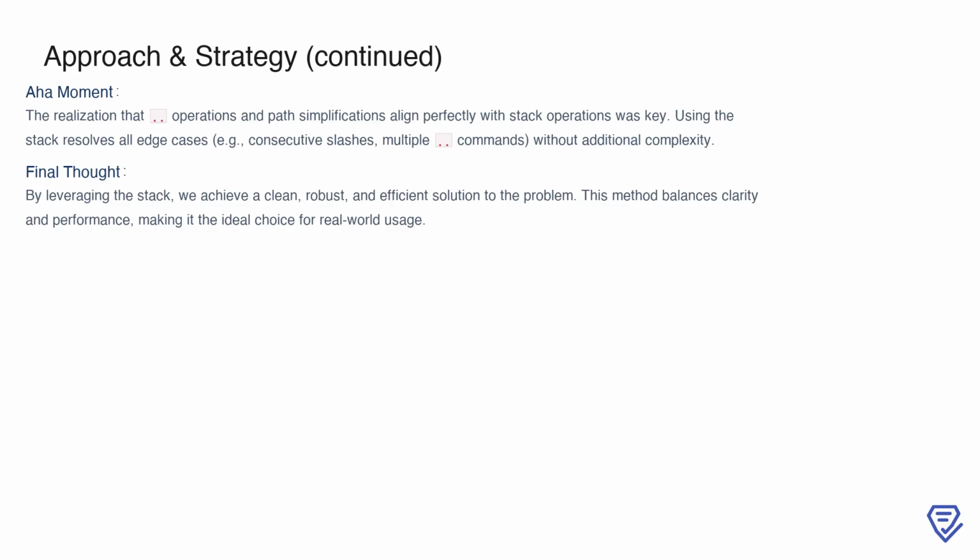The key insight here was recognizing how well the stack structure aligns with the requirements of the problem. Each double-dot operation naturally translates to popping the last directory from the stack, while valid directories can simply be pushed onto it. This eliminates the need for intricate handling of edge cases like consecutive slashes or multiple commands. The aha moment came with the realization that this single data structure could manage all aspects of the path simplification in an elegant and efficient manner.